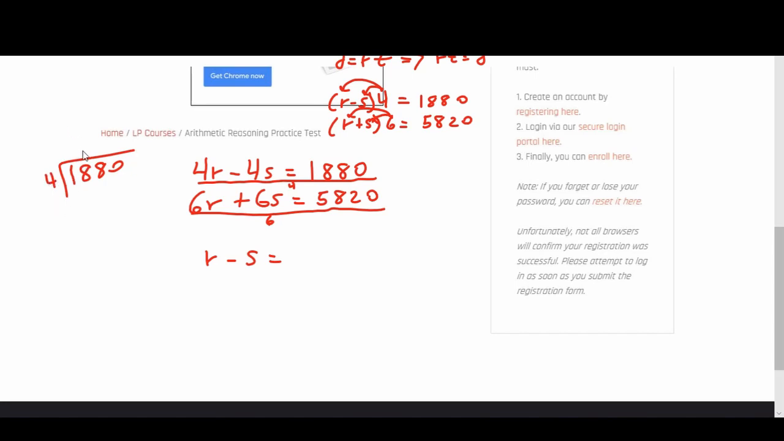4 goes into 18 4 times without going over. 4 times 4 is 16. Subtract. 18 minus 16 is 2. Drop down this 8. Drop down this 0. 4 goes into 28 7 times. Therefore, 4 goes into 280 70 times with no remainder. So this one is 470. 6r divided by 6 is just r. 6s divided by 6 is just s.